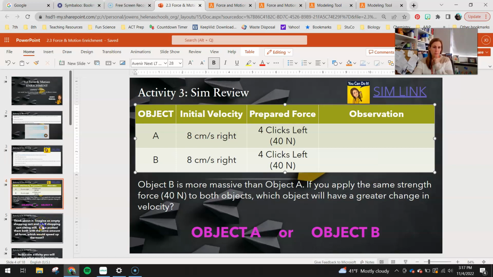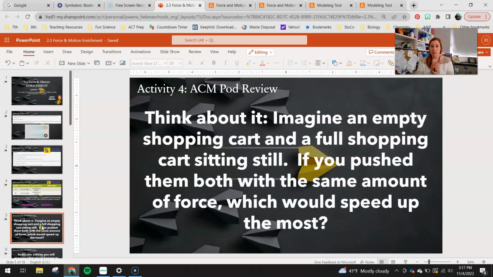Slide 5 is going to be a sim that is exactly what you need to think about with these ACM pods. Before you think about ACM pods, I want you to imagine this scenario.